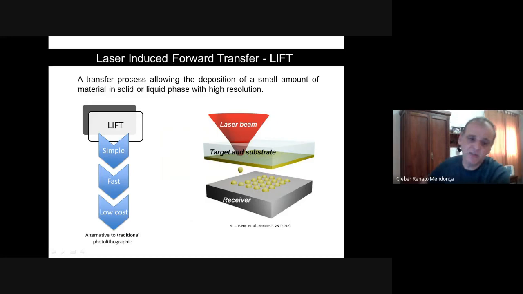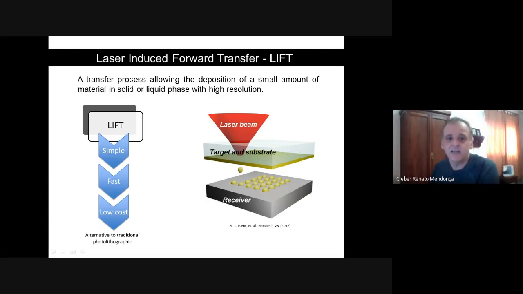For fabricating those metasurfaces, in this work, we have used laser-induced forward transfer. So basically, the idea is focusing the laser beam here in the donor substrate, and then the material is ejected to the receiver substrate. And then, of course, by moving the laser beam here on the donor substrate, we can create different profiles on the receiver substrate.